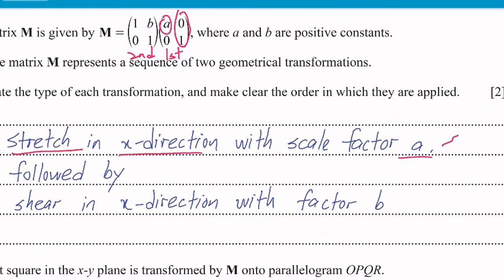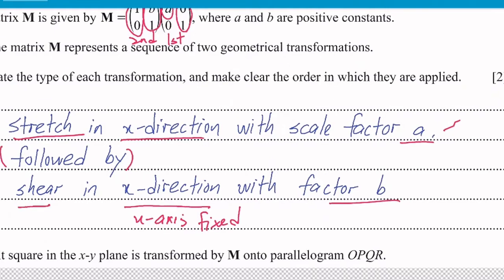The second one, we need to make it clear by saying something like "followed by". The (1, 0) here stays as (1, 0) when we do the transformation, whereas the (0, 1) has gone to (b, 1). So we know that this is a shear. You can say it's a shear in the x direction, or you can say the x-axis is fixed, and then you just have to mention the factor. So that's for part a.